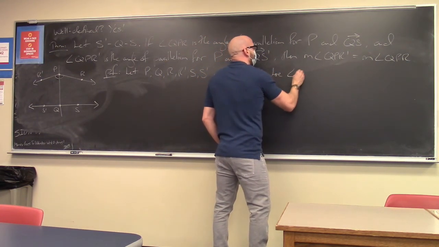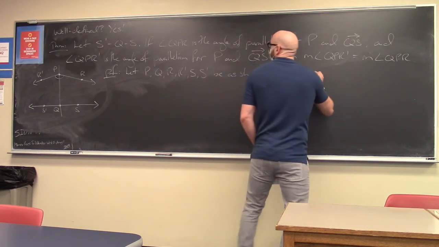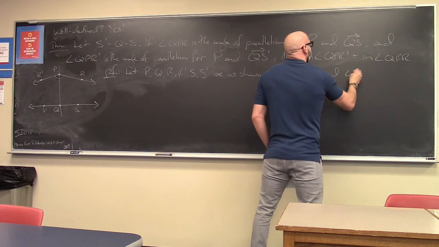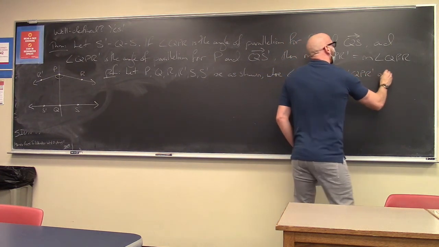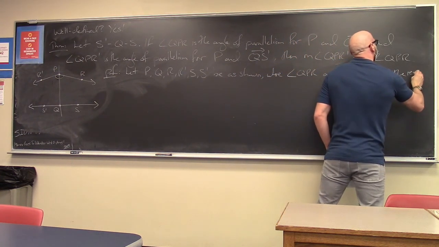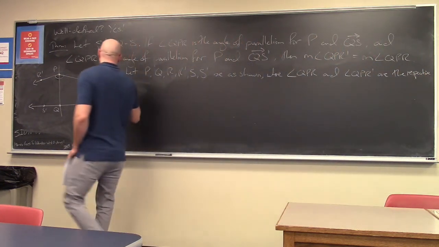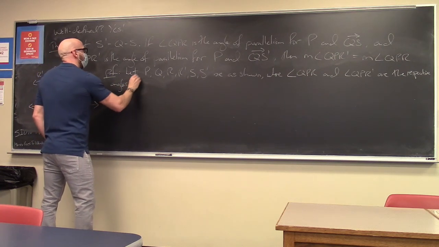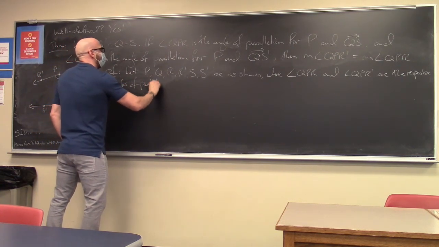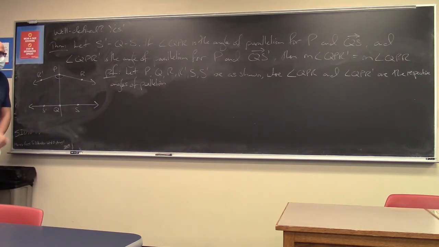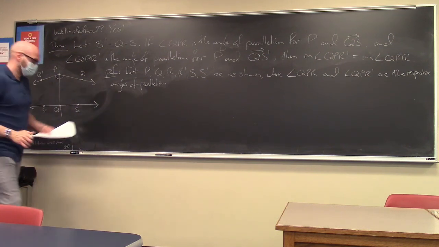Where angle QPR and angle QPR prime are the respective angles of parallelism. Okay, so we'll just assume our hypotheses, and I'm going to rely on the picture so I don't have to do too much describing of what's going on. So suppose they're not the same.